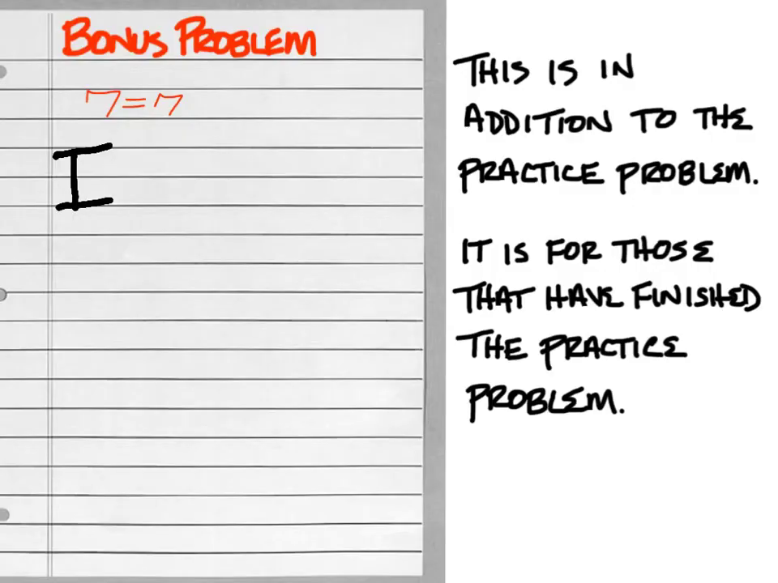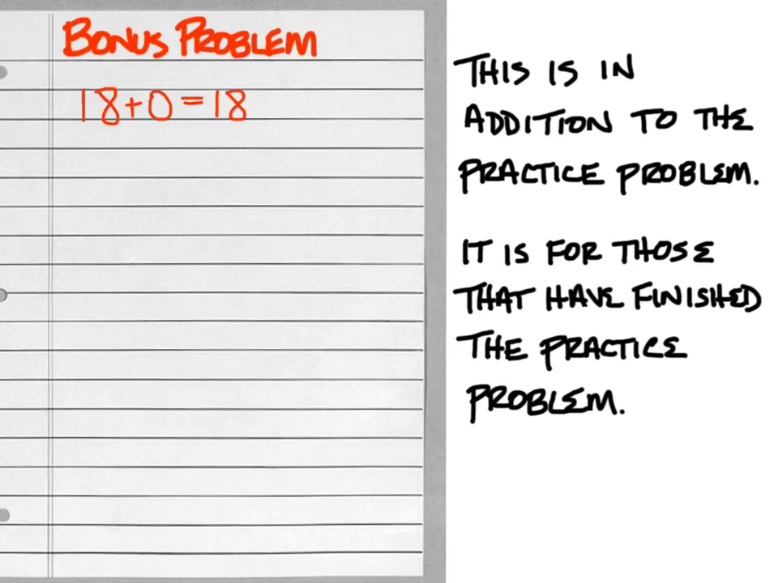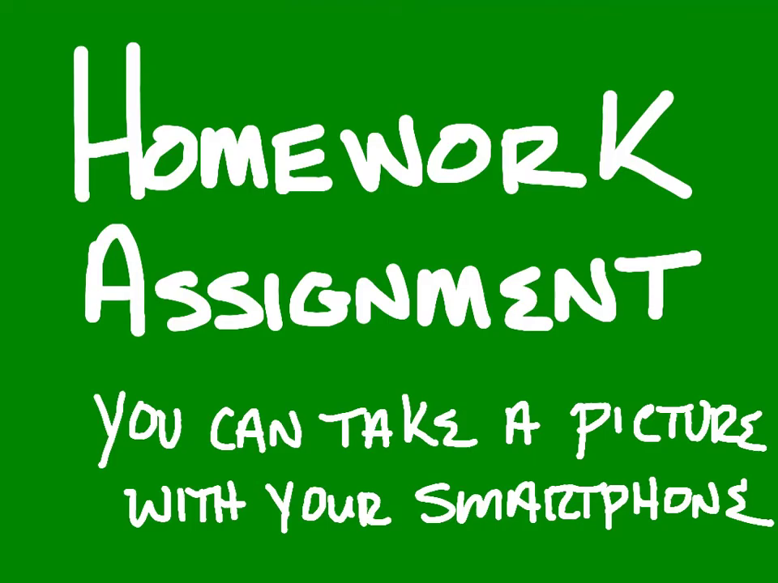Okay, this should be letter I. That is the reflexive property. Okay, this should be letter G. That is the identity property of addition. Any number plus 0 is going to give you that same number. So 18 plus 0 will be 18.